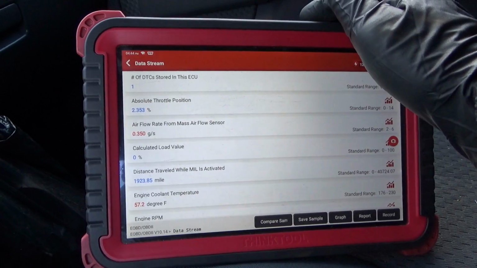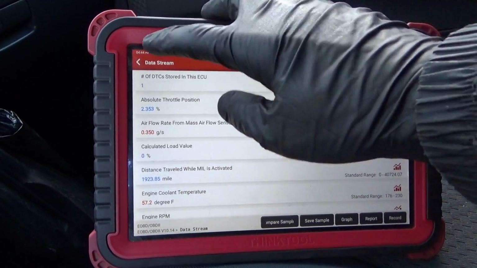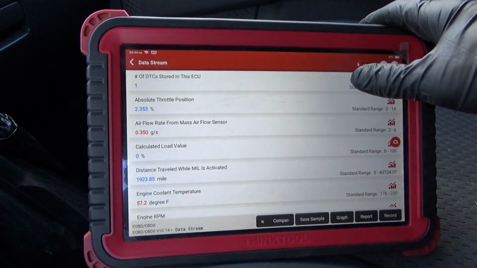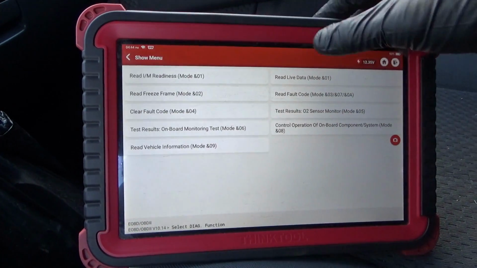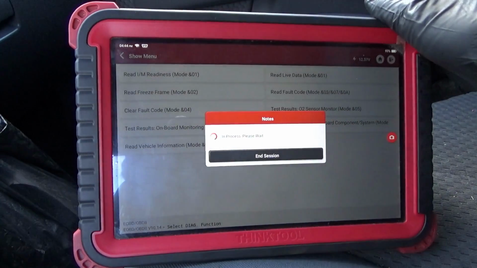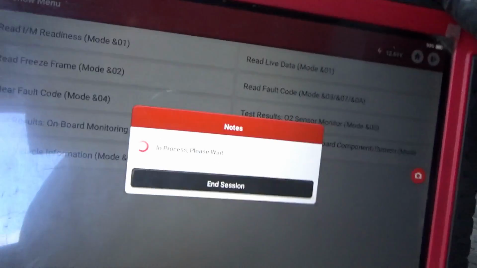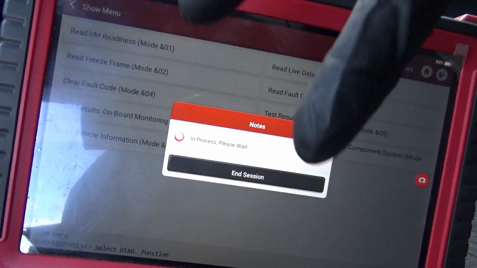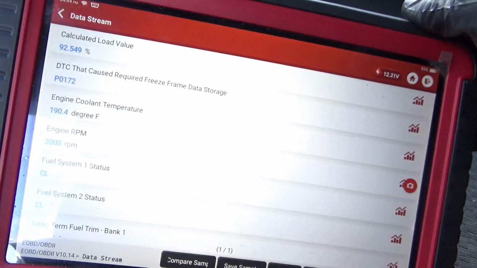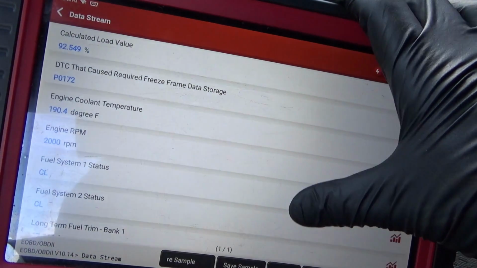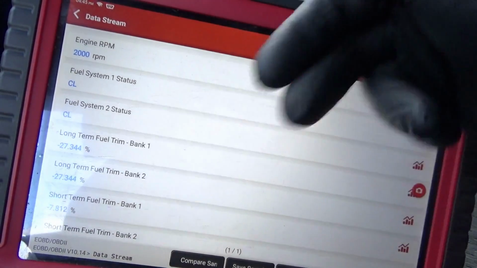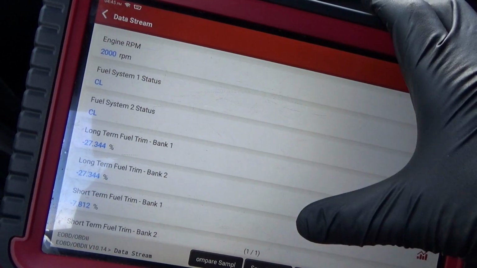So should we clear the code out? We don't really have to, but I do want to graph. We can read the freeze frame just to save some time here. Were both banks running rich and it just tripped one code, or just Bank 1? Oh, look, both Bank 1 and Bank 2 are minus 27%. Crazy.